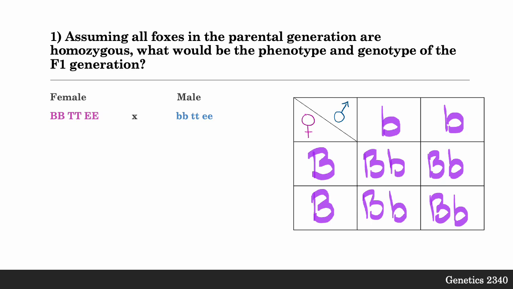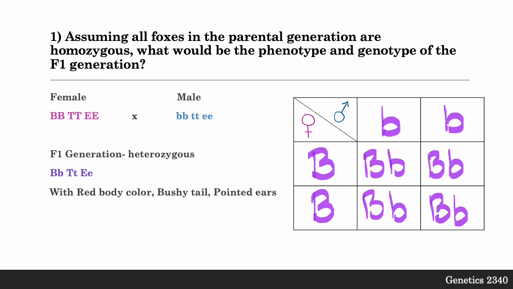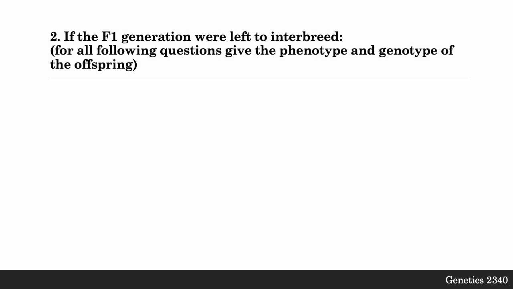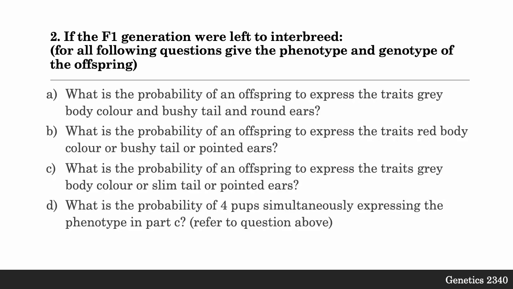So our offspring are all going to be big B, small b, big T, small t, big E, small e, meaning they're going to have red body color, a bushy tail, and pointy ears, which is the same phenotype as the mother, which makes sense because she has the dominant phenotype. We're going to look at what's going to happen if the F1 generation was to interbreed. We're going to do questions A through D, but feel free to pause the video and try them yourself.